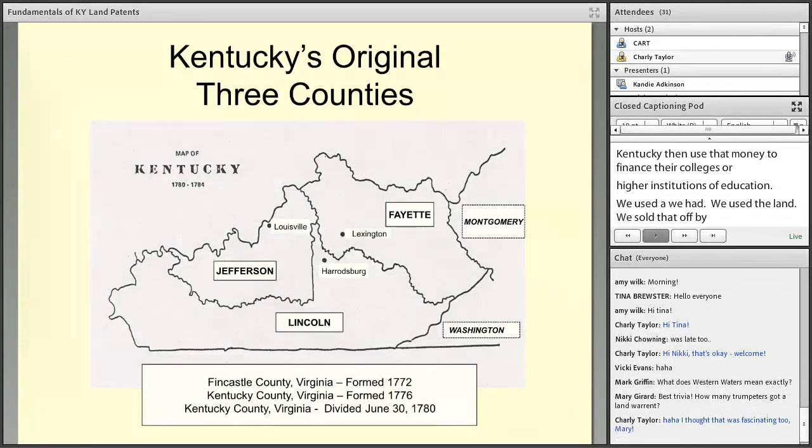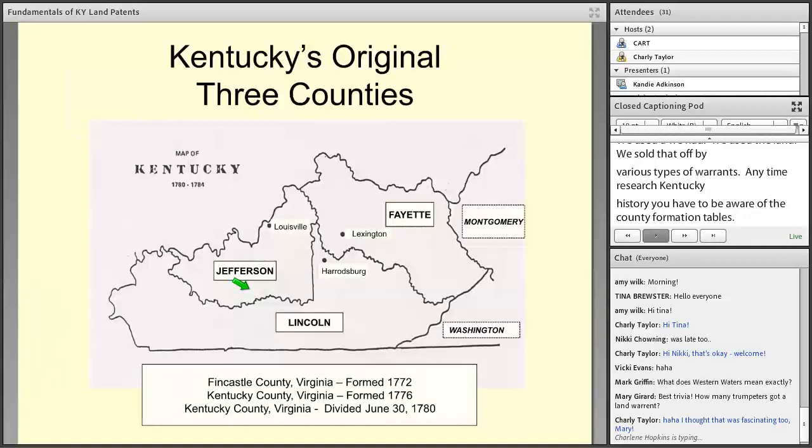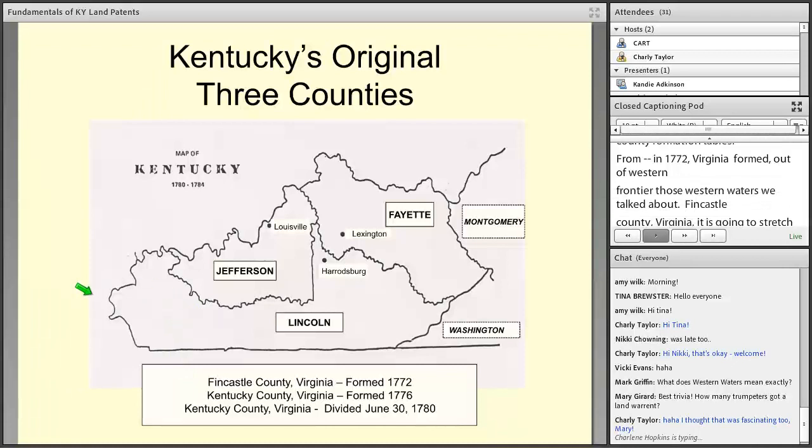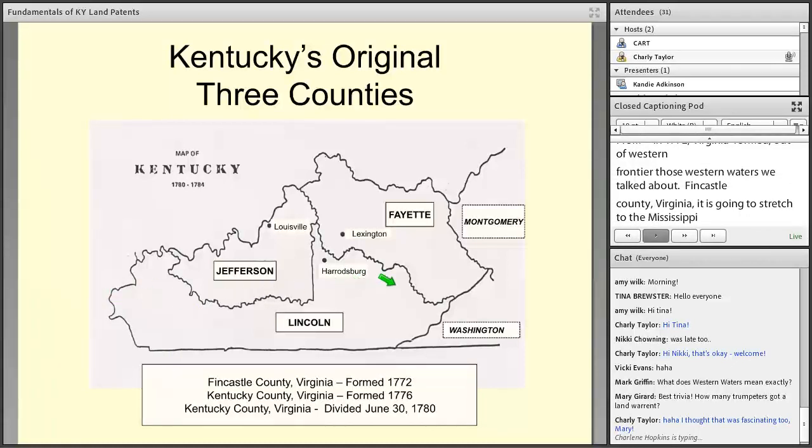Anytime you research Kentucky history, you have to be aware of the county formation tables. In 1772, Virginia formed Fincastle County out of her western frontier, those western waters we talked about. Fincastle County, Virginia is going to stretch actually to the Mississippi, but remember, not over the Chickasaw land. From the Mississippi clear over to that proclamation line.